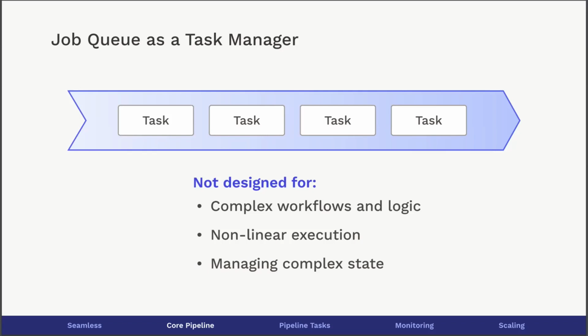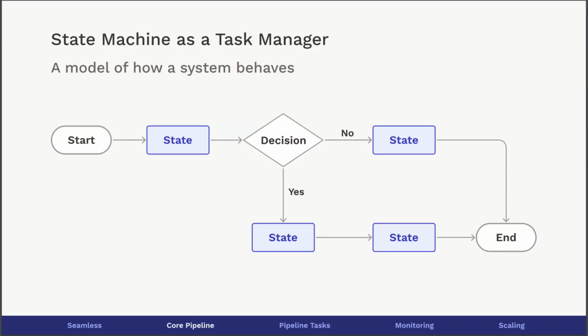So after looking into a few options, we decided that the task manager should be implemented as a state machine, which is a model of how a system behaves. You can think of it as a flowchart of how to get from start to end. And if we want to use this to model a system, we have to map out all the possible states, as well as the conditions for moving between the states. And sometimes we need to make decisions, which determine the direction that we go into next. Now that we understand what state machines are, let's see how we can use them to model a CI/CD pipeline.